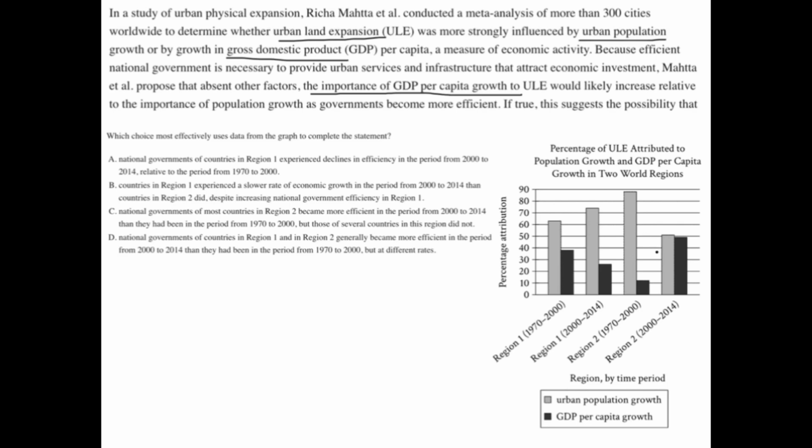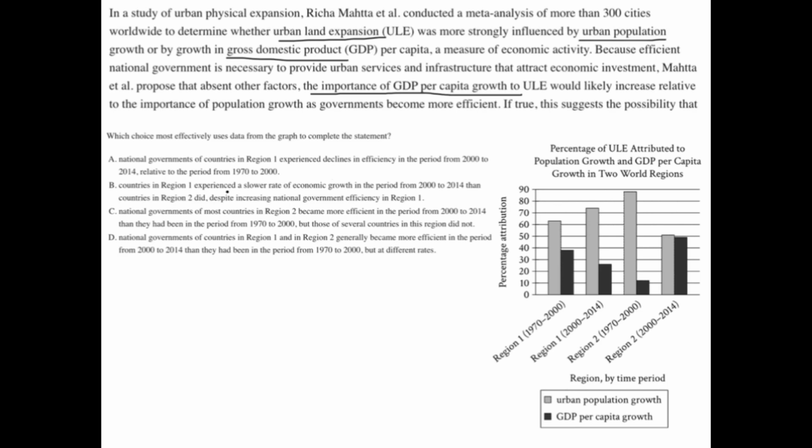Your urban population growth goes down as GDP per capita growth goes up. So based on Mata's hypothesis then, Region 2 would experience more growth in government efficiency since the GDP is going up. Let's look at the answers. A. National governments of countries in Region 1 experience declines in efficiency. That's not what we're looking for. We're looking specifically for Region 2 increasing, and maybe Region 1 decreasing as well.